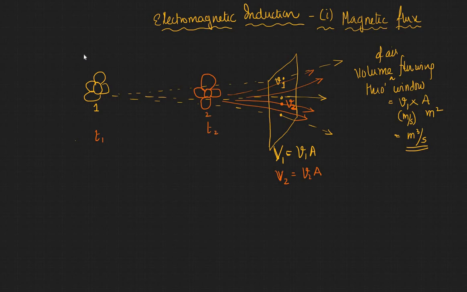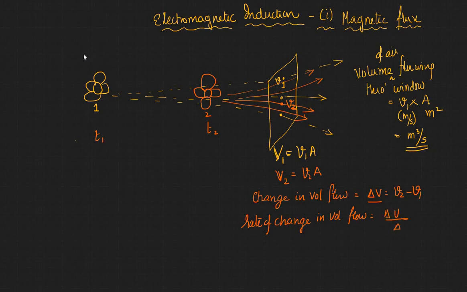So the change in the volume flow is equal to delta V, that's V2 minus V1, and the rate of change in volume flow would be given by delta V by delta T, and delta T is nothing but T2 minus T1. So this is the rate of change in the volume flow.